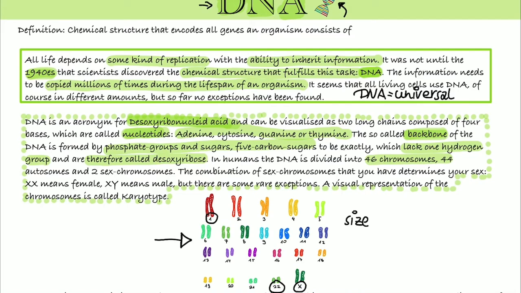If you've got 2 X chromosomes, you're female. If you've got 1 X chromosome and 1 Y chromosome, you're male. There are some exceptions to that rule, but they're very rare.